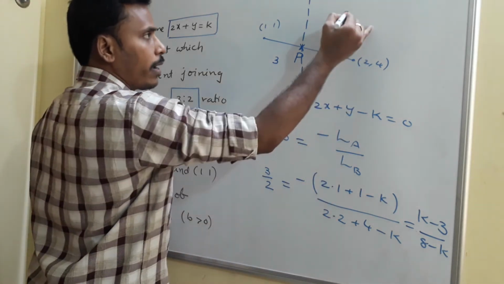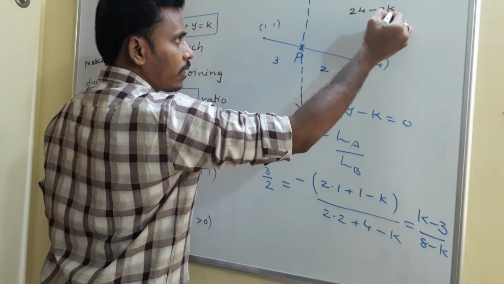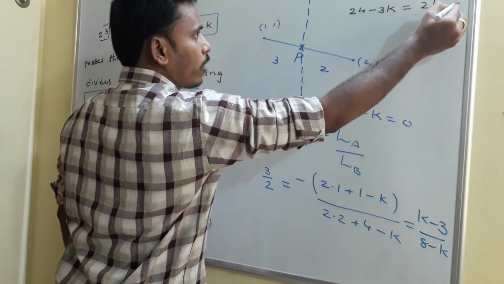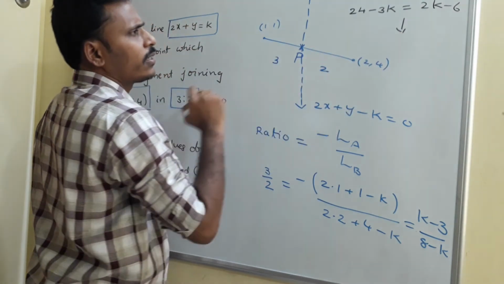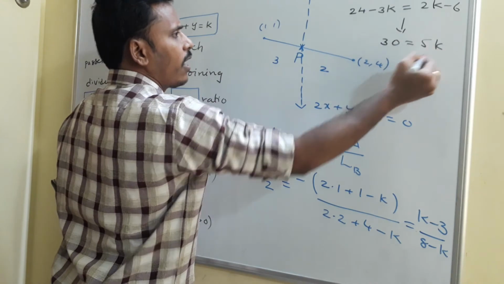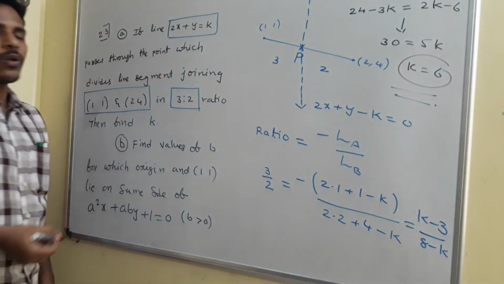3 times 8 minus k is nothing but 3 8s, 24 minus 3k, is equal to 2 into k minus 3, which is nothing but 2k minus 6. And from there, how to simplify? Send this 6 to that side and 3k to that side, and at the end you will get k is equal to 6. That's your answer at the end.